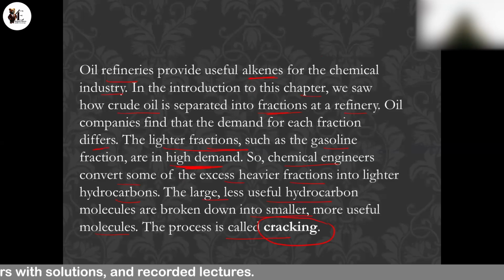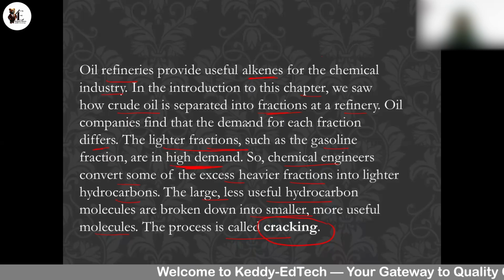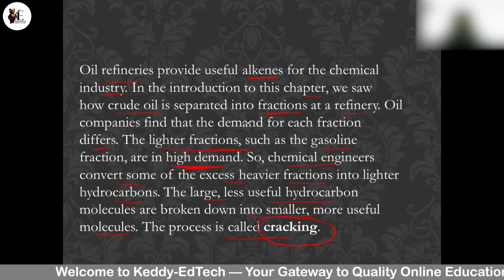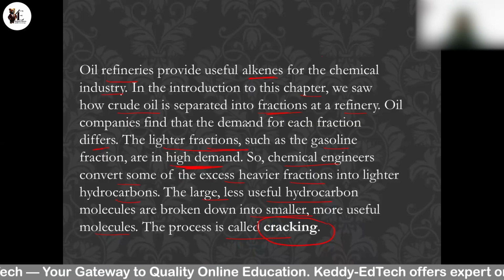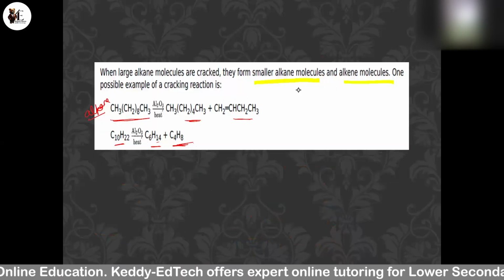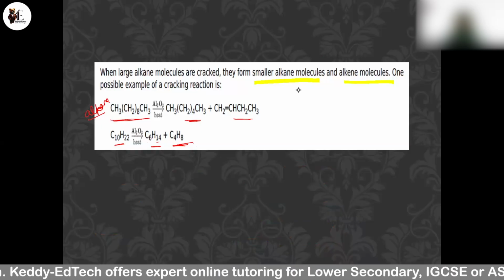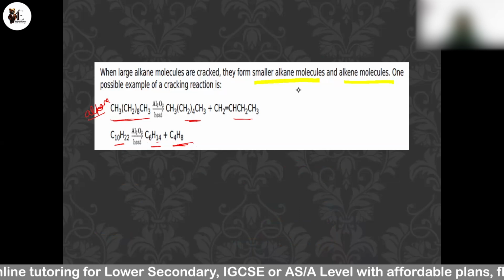Write down. Okay, so you don't need to write this entire paragraph. You just need to write down the definition: the process of converting the heavier alkanes into lighter alkanes and alkenes, or the process in which smaller alkenes are produced from larger alkanes, is known as cracking. This is just for understanding. Done? Yes. Okay. So this is important. The reaction is important. Then write down the reaction. When large alkane molecules react, they form small alkanes and alkenes, and also sometimes hydrogen.